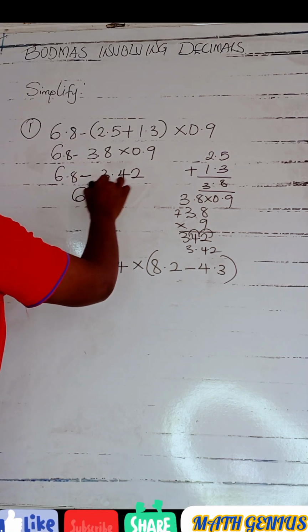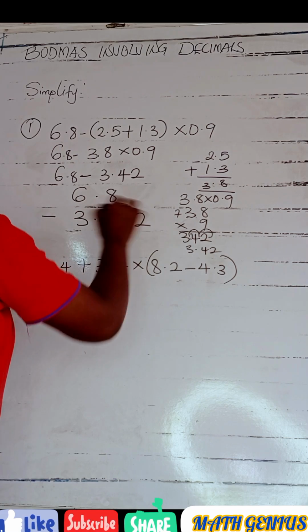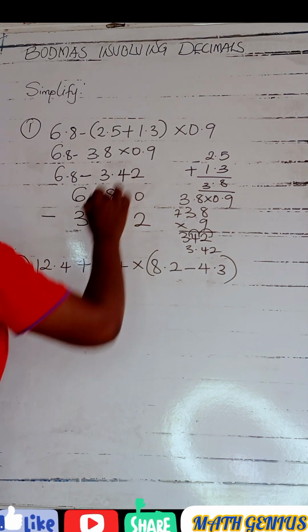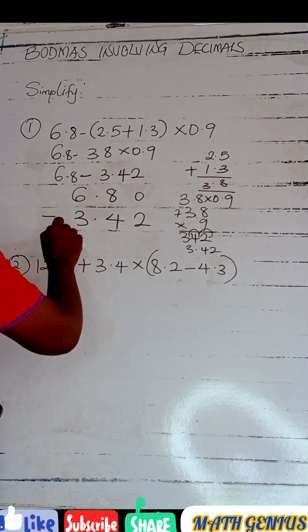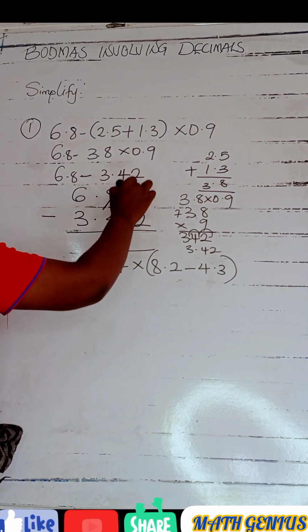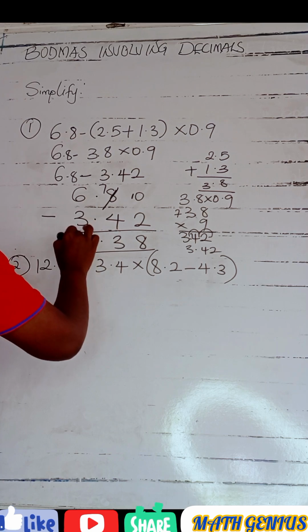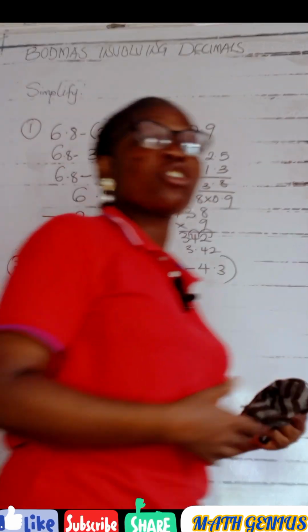So we have 6.8 minus 3.42. Remember that you can add your zero here, because zero after the decimal number is not significant, just so that you can subtract very well. So you borrow 1 from here, 10, and that is 8, 3, 3. So our final answer will be 3.38.